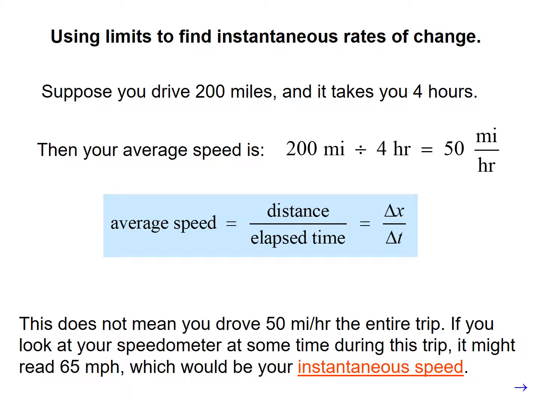Now, important to understand that this doesn't mean that you were going 50 miles an hour the entire time. At some point in your trip, you might have been going a little bit faster. Maybe you're going 65 miles per hour. At some point, maybe you're going slower. You're going 40 miles per hour. That would be your instantaneous speed, how fast you're going at one point in time. That'd be the speed that shows up on a radar gun.